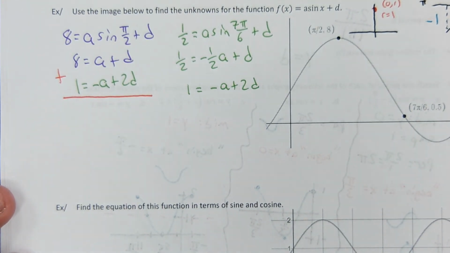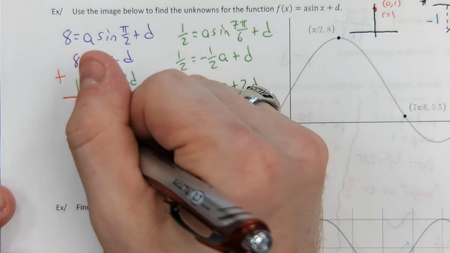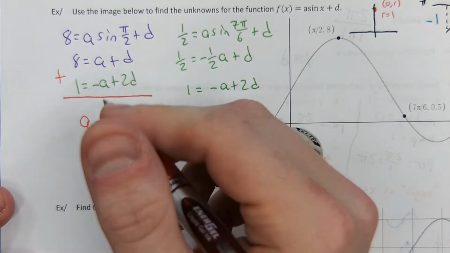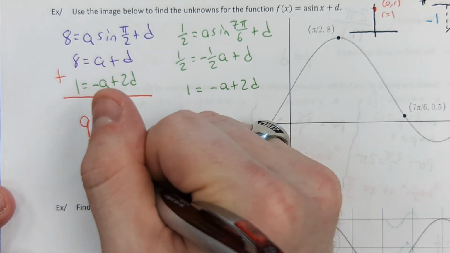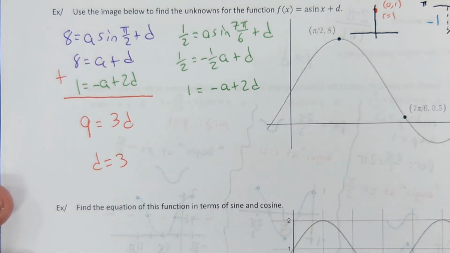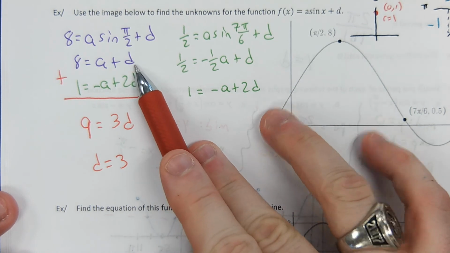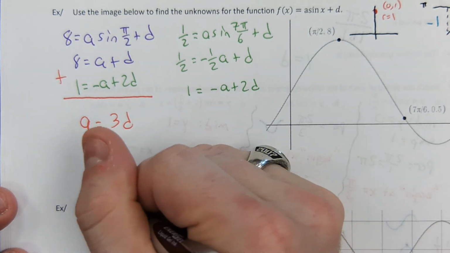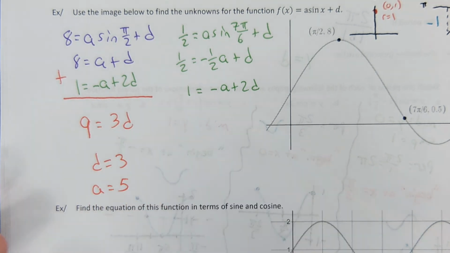Adding straight down gives me that 9 equals 3d. Therefore, we know that d is 3. And if d is 3, what is a? 5. Because a plus d had to equal 8.